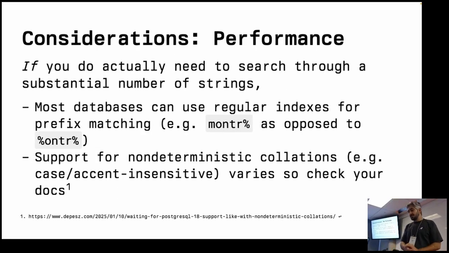If you do actually need to search through a substantial amount of strings though, at work we have this use case where, it's our version of a bucket, we call it a namespace, but we have millions of namespaces and they're identified by their name. And so yeah, if a user is coming in and wants to find a specific one, we need to actually search through a whole bunch of strings. The good thing is most databases can use regular old indexes to do prefix matching. So if I'm searching for MONTR as opposed to having a % before, you can scan through a B tree and start at MONTR and just go forward.